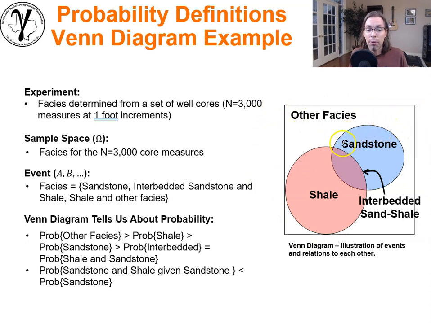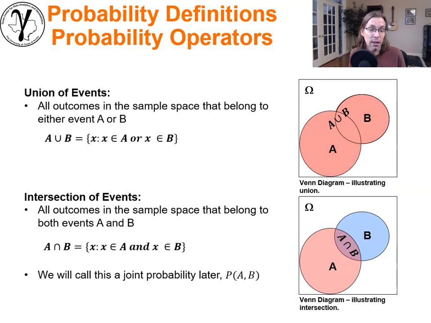The probability of sandstone would be this area right here. The probability of shale would be this area here, and the overlap between the two would be a combination, which we could define based on lithofacies as being some type of interbedded sand shale lithofacies. Everything outside of this union of sand and shale would be other facies. Something else happened. Maybe there's carbonaceous rock, wackestone, boundstone or something. There might be something else going on in the system. Okay, so that's a basic example of a Venn diagram. I hope this makes it clear for you.